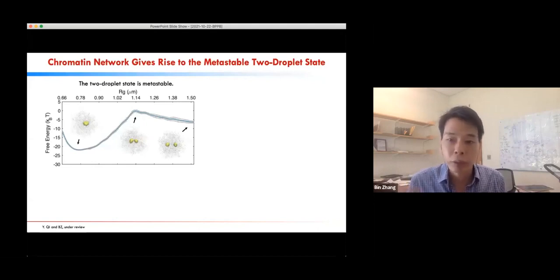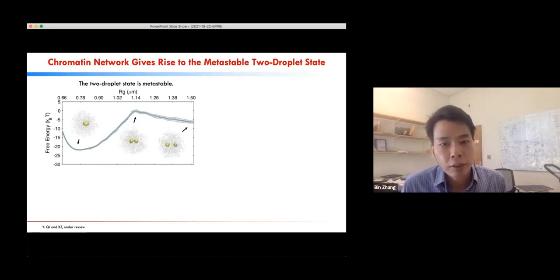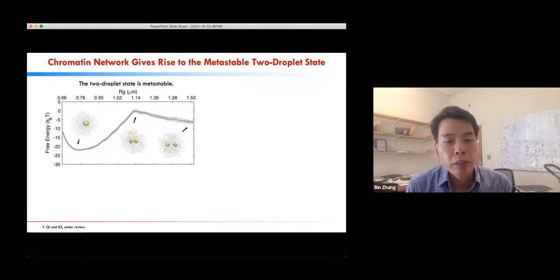So we introduce a reaction coordinate, and this reaction coordinate measures the distance between the two droplets. At a larger distance, the two droplets are separated from each other, and at a small distance, they will fuse. We then computed a free energy profile along this reaction coordinate. Interestingly, we saw a free energy barrier, and this barrier appears when the two droplets begin to touch each other. This is again inconsistent with what you might expect from the classical theory of phase separation.